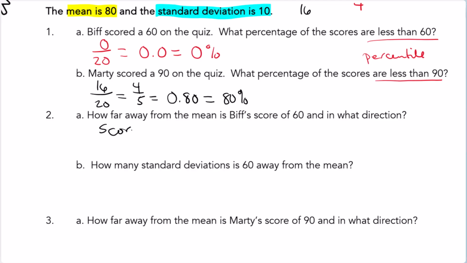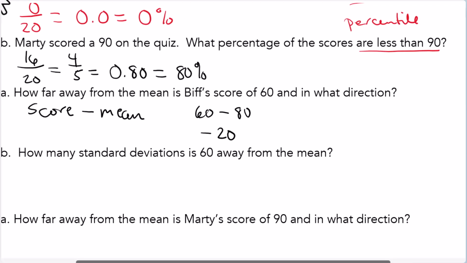So Biff's score, whatever his score is, minus the mean. This is kind of the formula that we'll use to do this. And it's common sense too, because he's got a score of 60 and the mean, we were told, was 80. So if we subtract those two values, we get negative 20. Now to describe how far away it is and in what direction, because we have a negative number when we did that calculation of score minus mean, we would say his score is 20, and because we're less than the mean, we would say it is 20 below. So Biff's score is 20 below the mean.